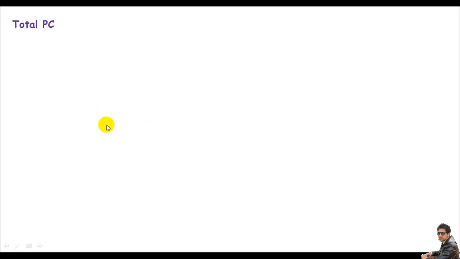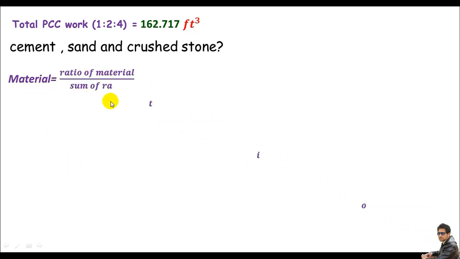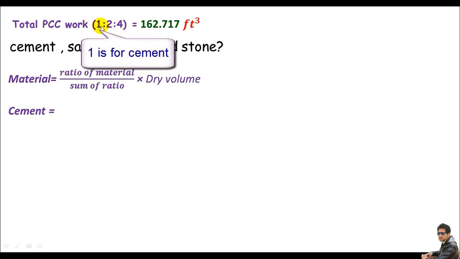So my total PCC work, of course, is just 162.717 cubic feet. And my approach is just to determine cement, sand, and crush stone. To calculate any of these 3 materials, we have a nice formula. The material must be equal to the ratio of material divided by the sum of ratio times the dry volume, right? What does this formula mean? If I need to calculate any material, say cement, what's the ratio of material? Of course, look at the ratio 1 to 2 to 4. The 1 just represents the ratio of cement, divided by the sum of ratio.